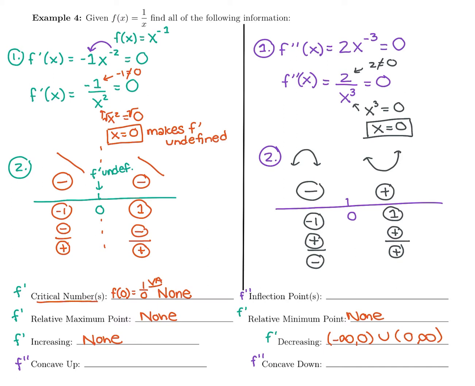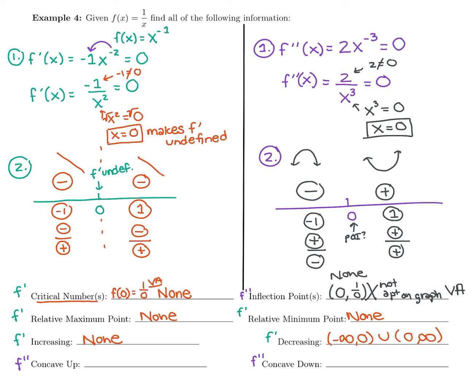So it looks like we should have a point of inflection, right? We have that switch in concavity. But we remember if we try to plug in this point, 0, into the original function to find the y value, we're going to get 1 divided by 0. So it's not a point on the graph. It is a vertical asymptote. There is no point of inflection.